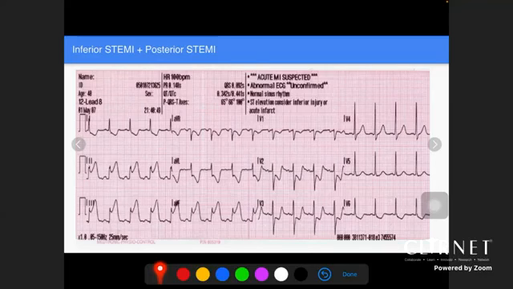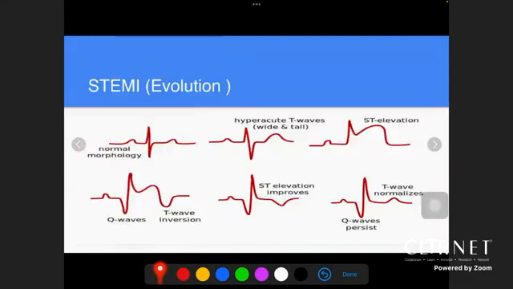So usually inferior STEMI, either it will be alone, inferior alone, or it can have some posterior extension or RV involvement, which will show in right leads or posterior leads. So once you find inferior STEMI, you should also do right leads and posterior leads to check if any associated posterior or RV involvement. So again, STEMI itself will not come with the classic ST elevation all of a sudden.